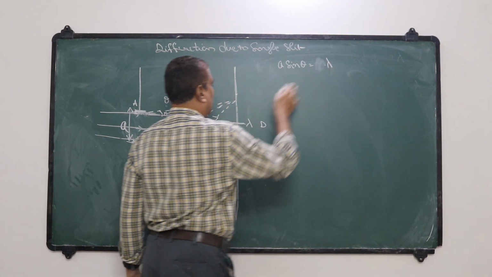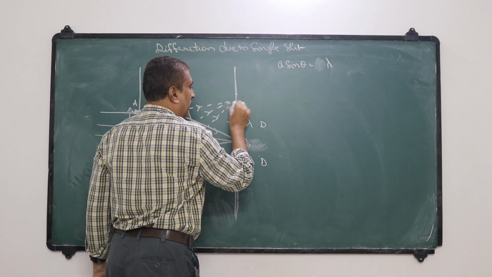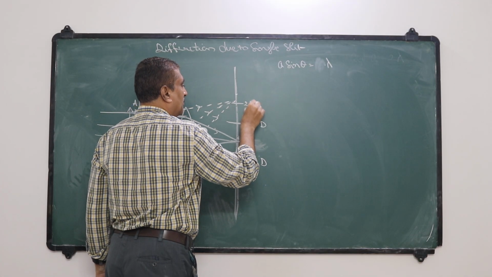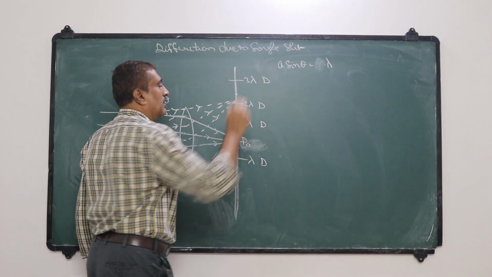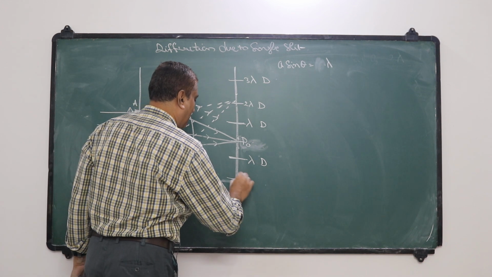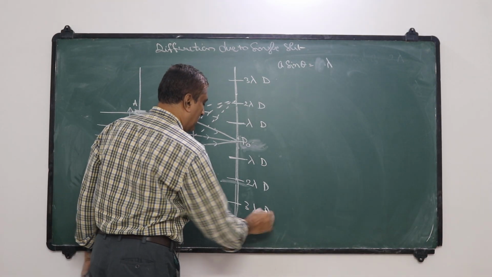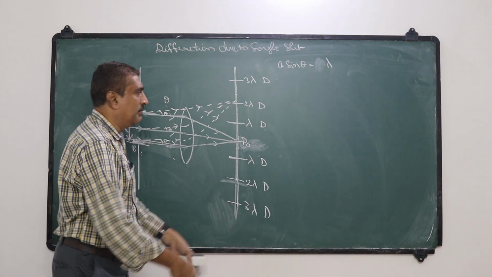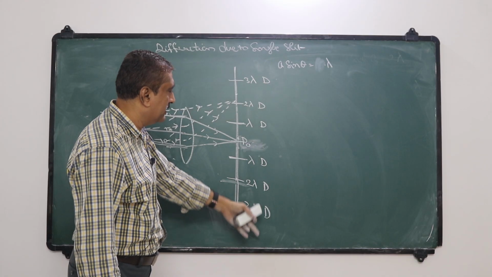If at lambda we get a dark band, the next dark band will be at 2 lambda, and again at 3 lambda we get a dark band. Similarly, the points below also: at 2 lambda we get a dark band, and again 3 lambda, 4 lambda, 5 lambda, 6 lambda. So on that basis, at these points we get dark bands like this.